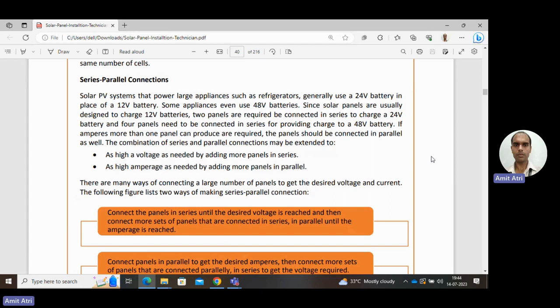If we want to charge a 12-volt battery with more current, then we need two solar panels with a voltage rating of 12 volt connected in parallel. So we can charge a higher voltage battery or feed some other load. The combination of series and parallel connections may be extended to as high a voltage as needed by adding more panels in series, and as high an ampere as needed by adding more panels in parallel. If we need to increase the voltage, we connect more panels in series. If we need to increase the current, we connect the panels in parallel.